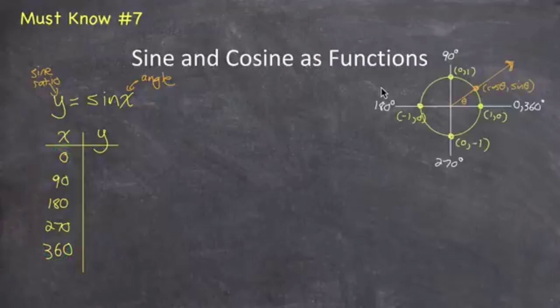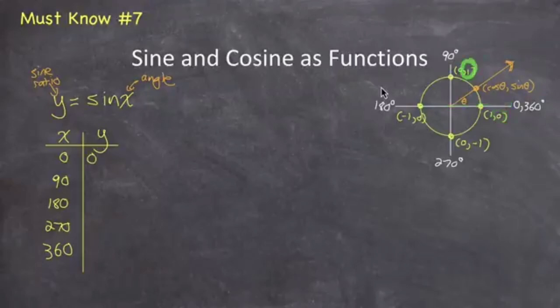Based on the unit circle, hopefully you remember that the point where we intersect the unit circle, the x-coordinate tells us the cosine ratio for the angle and the y-coordinate tells us the sine ratio for the angle. So if I want sine of 0, I look if the terminal arm intersected the unit circle at 0 degrees, the y-coordinate would be 0. So sine of 0 is 0.